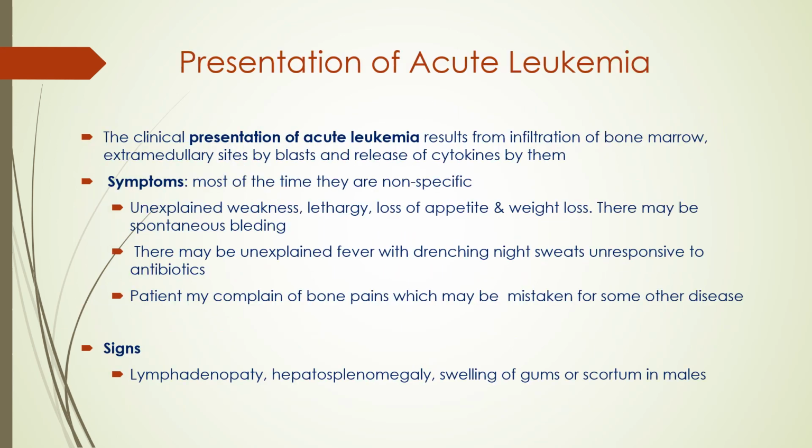Presentation of acute leukemia. The clinical presentation of acute leukemia results from infiltration of bone marrow and extramedullary sites by blast cells and the release of cytokines by the abnormal blast cells. By extramedullary site, we mean the sites other than the bone marrow. They may be the brain, liver, spleen, scrotum, or gums. The patient has symptoms and signs.